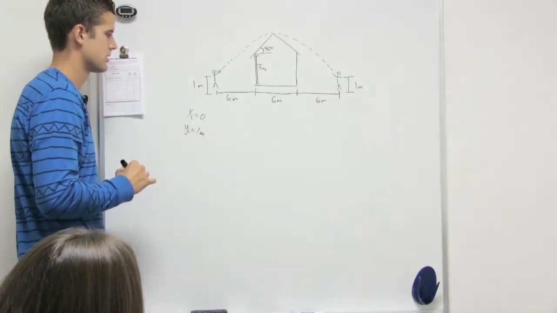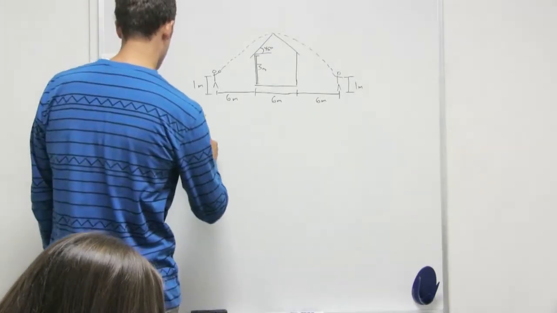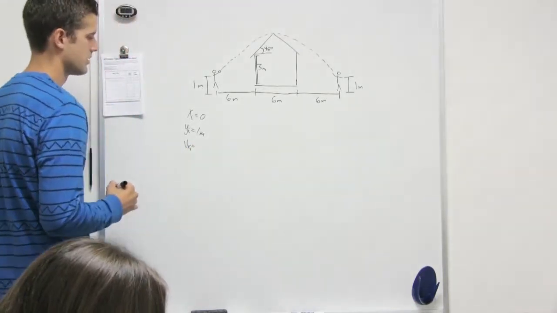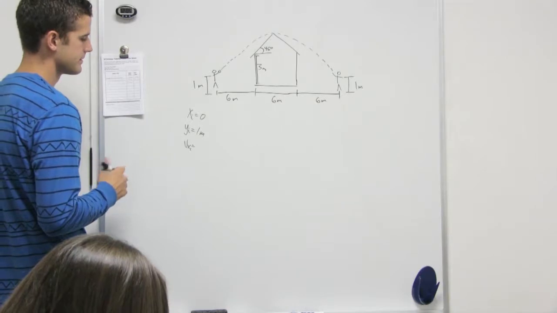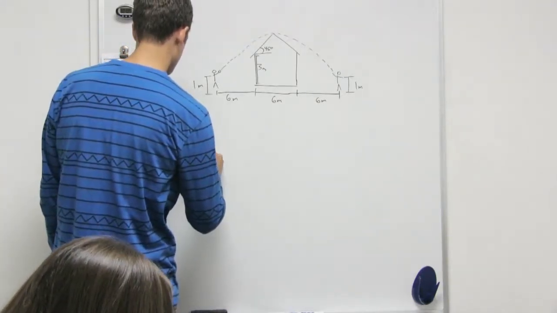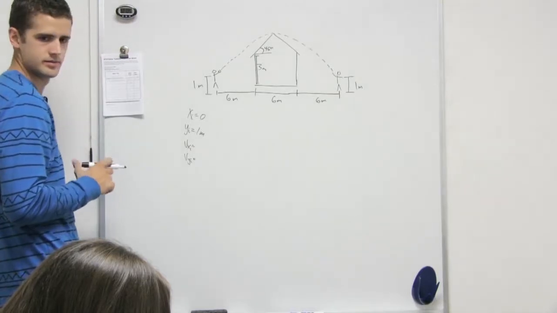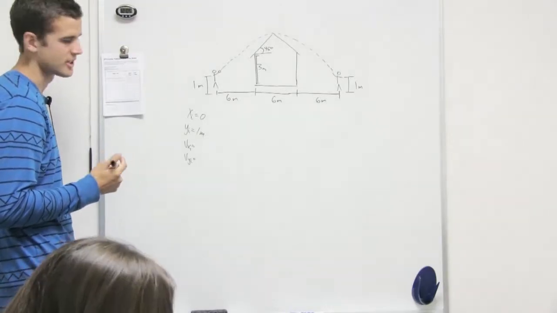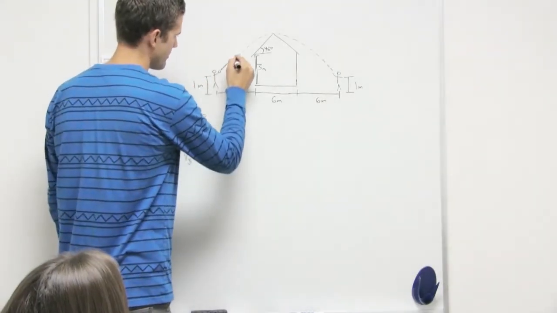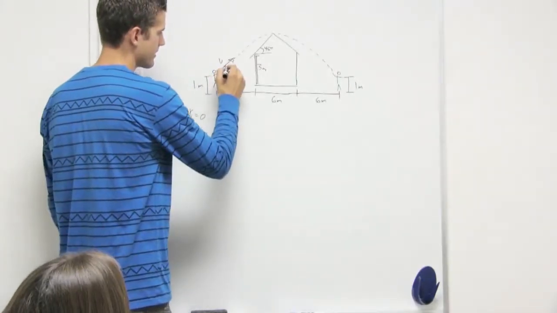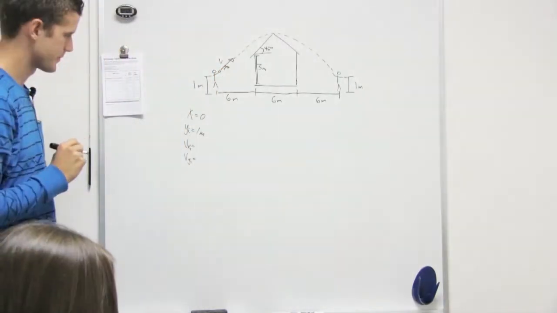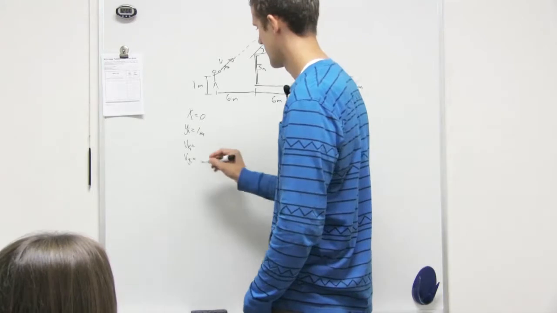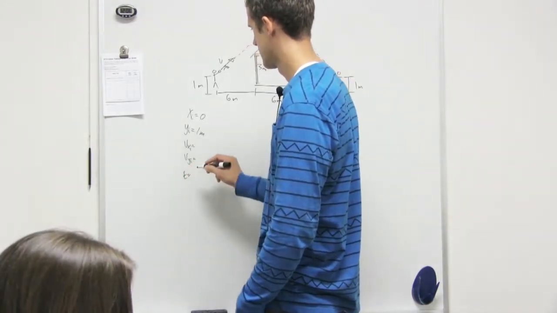Velocity X initial is something we don't know, right? Velocity Y initial is also something we don't know, because we don't know the velocity at all. That's what we're trying to solve for, how fast you have to throw it and at what angle. What else? Time? I don't think we know time either, so let's call it 0.